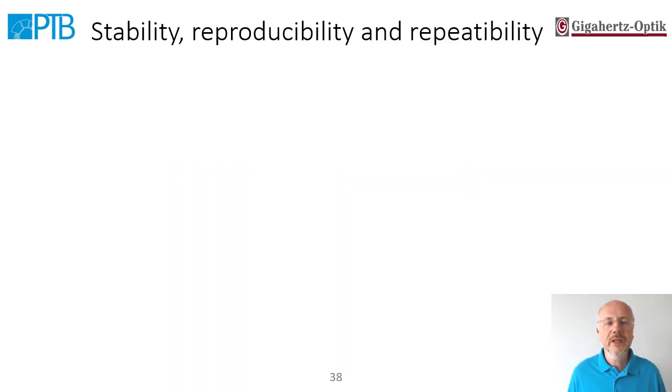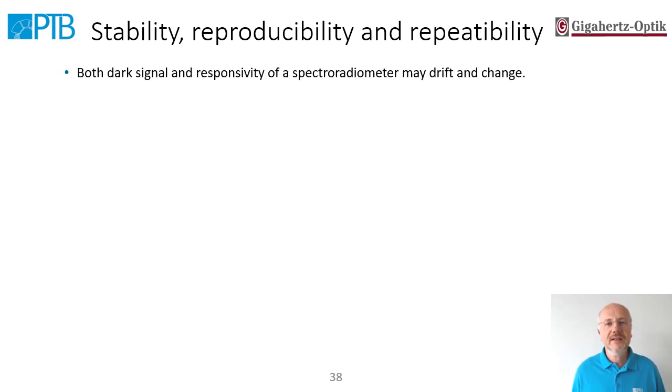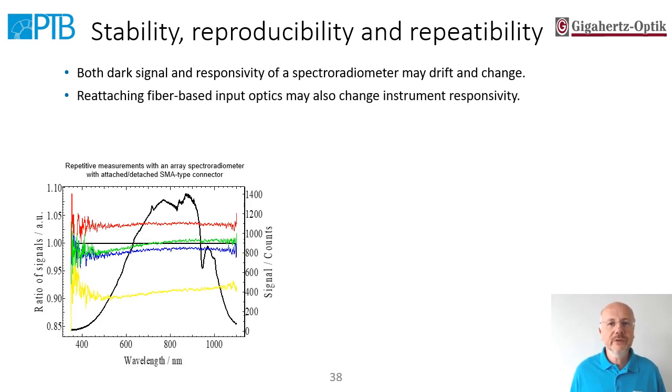Check the stability of your instrument and the repeatability of your measurements. As already mentioned, the dark signal will change by time, as well as the spectral responsivity may change or drift. Many fiber-coupled instruments have so-called SMA connectors. If you remove and reattach those connectors, your system might significantly change. So we would recommend after calibration you should not remove the fiber from the instrument.